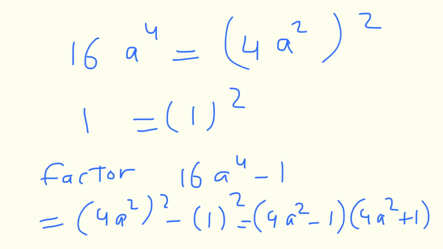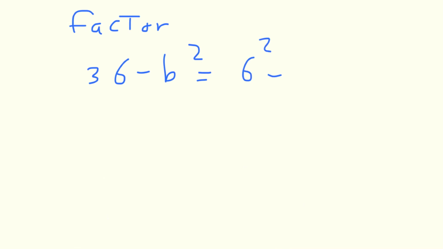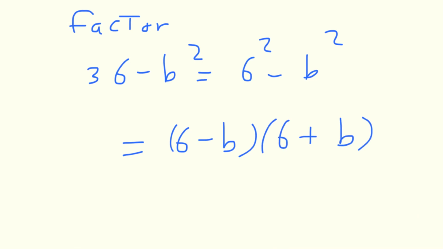Let us now solve the question that we have. 36 minus b squared. How do I factor 36 minus b squared? Again, 36 is the square of what? Of 6, right? And the b, of course, is clear. So the answer would be 6 minus b, and this is 6 plus b. Simple as that. This is an easy question.